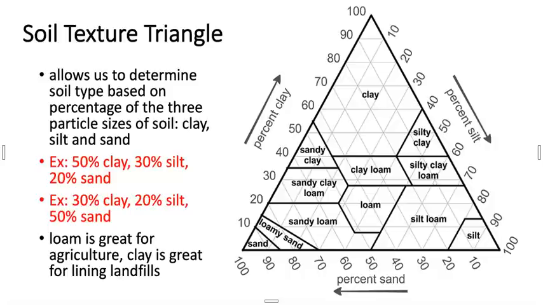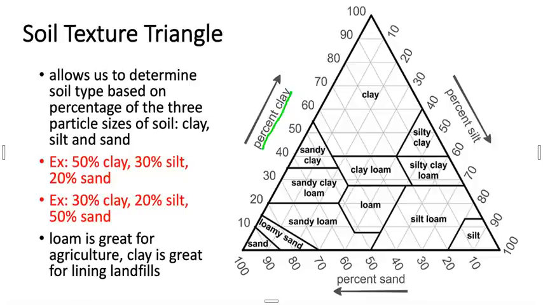Let's start with our first example. We have 50% clay, 30% silt, and 20% sand. What we could do is start with any of those percentages. I like to start with clay and work my way around clockwise, just because to me it makes more sense. Really though, you can start with percent silt or percent sand, it'll work exactly the same.